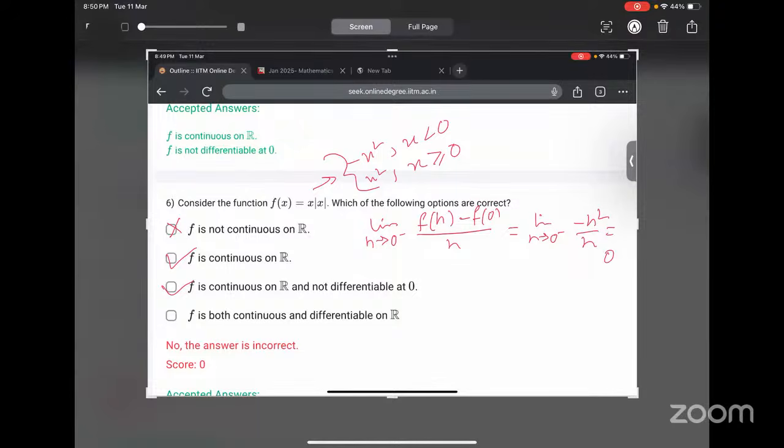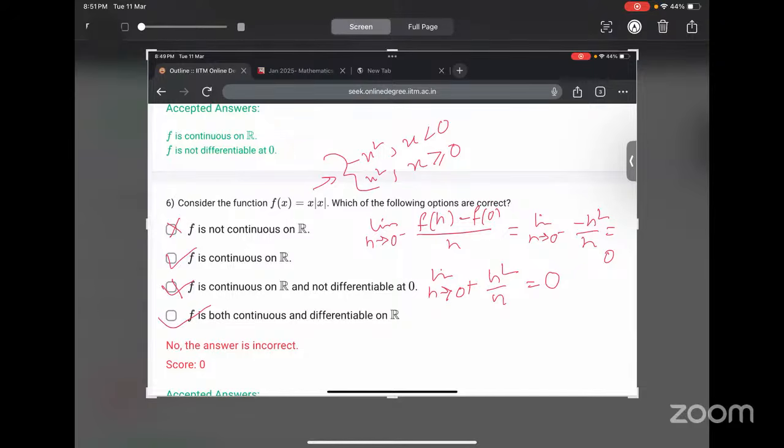Similarly, if we check the right hand limit, it will be h squared by h, and as a result we will get 0. That means both the left hand derivative and the right hand derivative exist, and this is basically 0. That means the third option is incorrect, and the fourth option is correct. It is both continuous and differentiable on R.